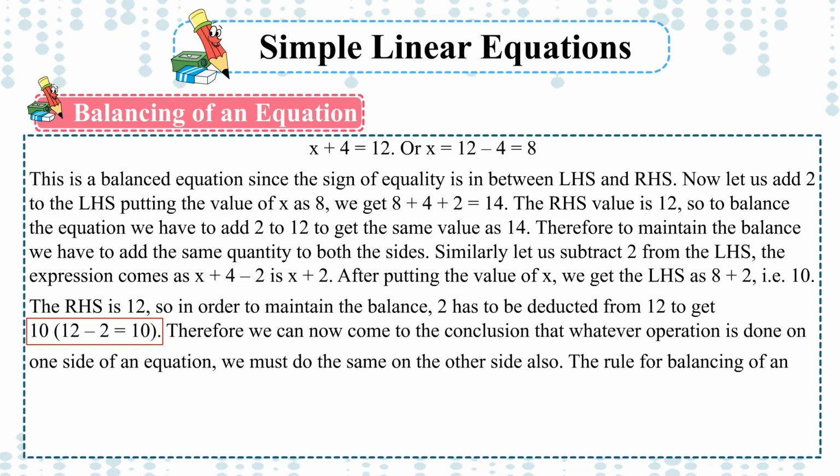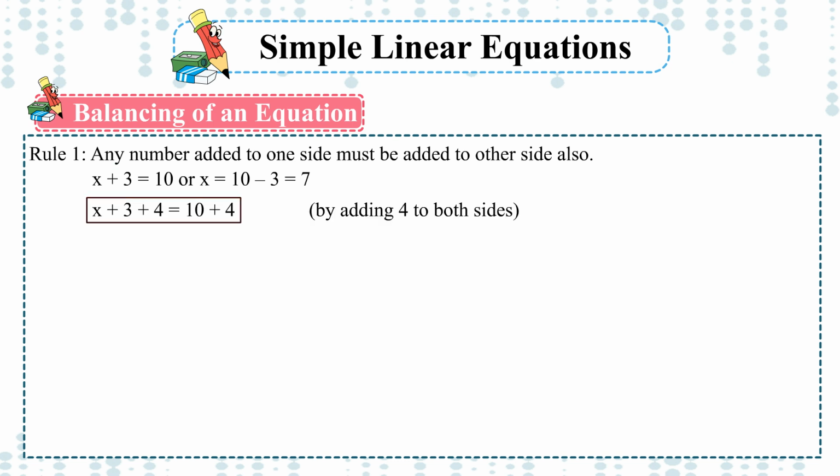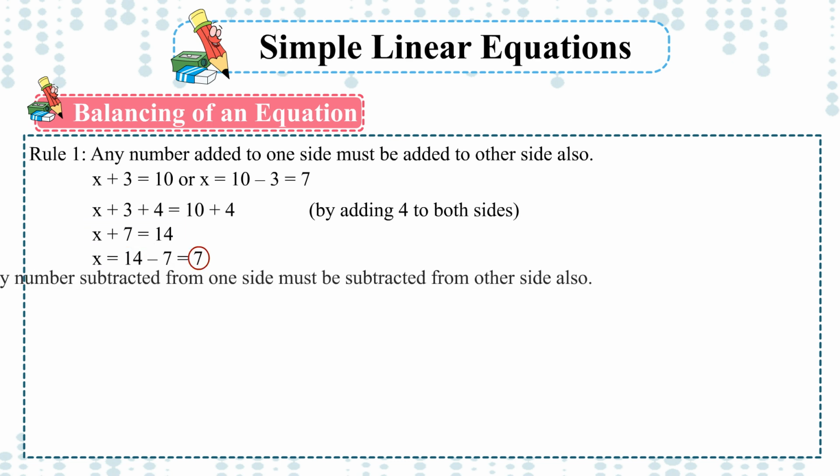The rules for balancing of an equation. Rule 1. Any number added to one side must be added to the other side also. x plus 3 is equal to 10, or x is equal to 10 minus 3, which is equal to 7. x plus 3 plus 4 is equal to 10 plus 4. By adding 4 to both sides, x plus 7 is equal to 14. x is equal to 14 minus 7, which is equal to 7.